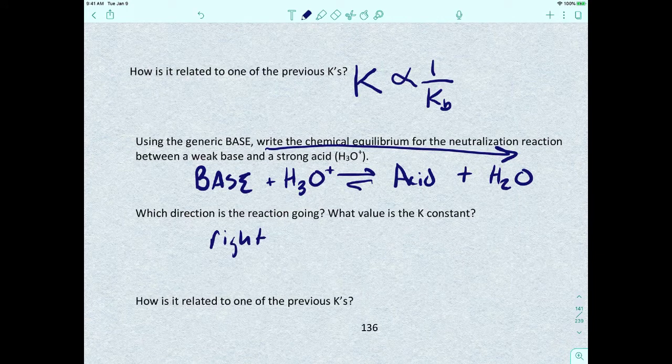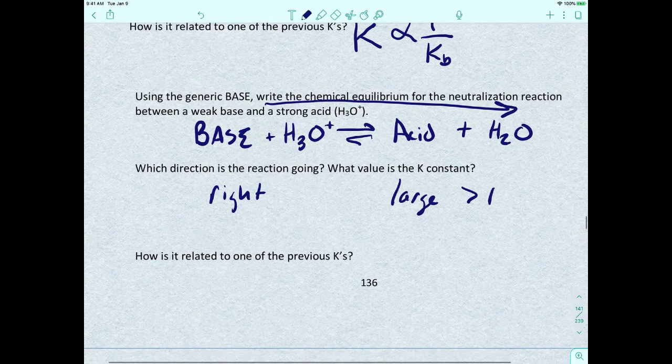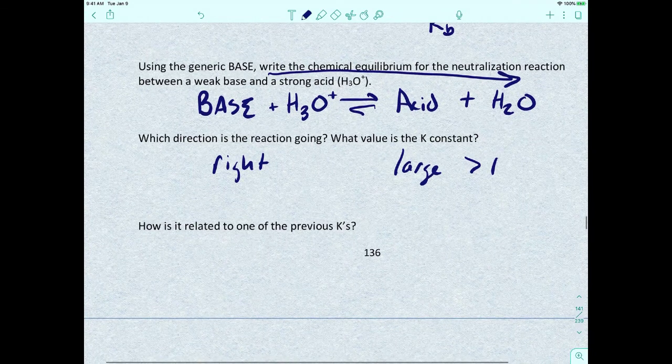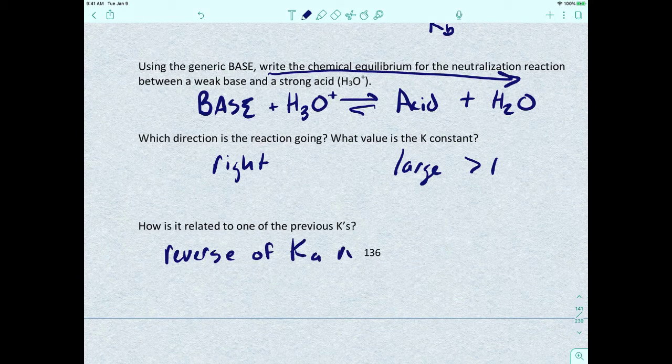What value is the K constant? It's going to be large, greater than 1. Now, how is this going to be related to one of the previous Ks? This is the reverse of the Ka reaction, so the K for this reaction is going to be proportional to 1 over the Ka.